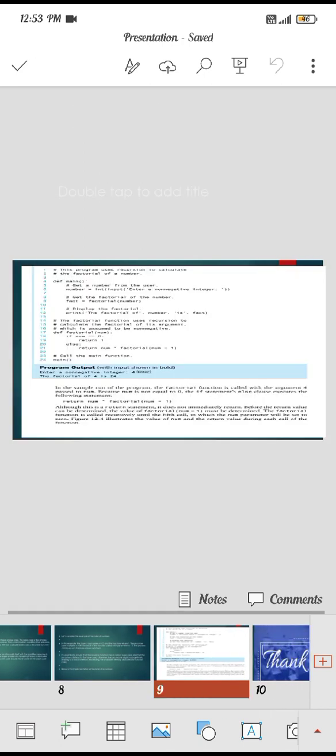Below is the implementation of a factorial number. This program uses recursion to calculate the factorial of a number. In the main function, get a number from the user as input. If we enter a non-negative integer, then get the factorial of the number: fact equals factorial(number). Display the factorial: print the factorial of the number is fact.